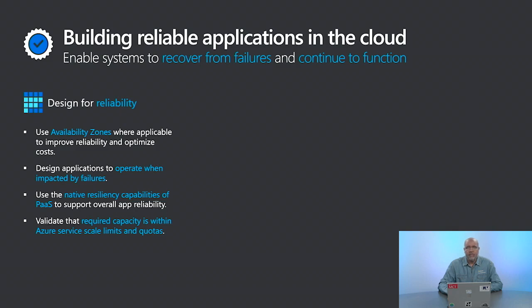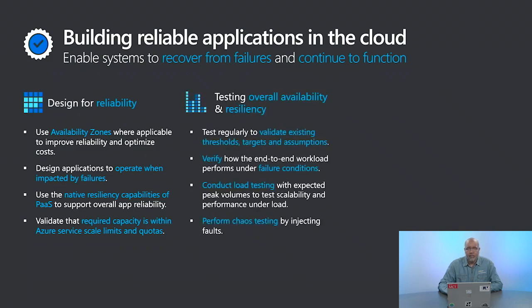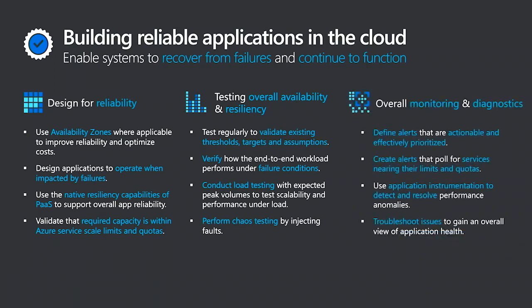Let's review the main points for design for reliability, test for availability and resilience, and monitor and diagnostics. So designing for availability, you absolutely want to use availability zones. This is the idea that we have clusters of data centers that are set up for high availability within a single region. You absolutely want to design your applications to operate when they're impacted by failures. And one of the ways you can do that is to use PaaS services that have this availability built into them. And obviously, you want to validate that you have the required capacity and it's within the Azure service scale limits and quotas. Each subscription has limits and quotas. You want to make sure you're operating within those.